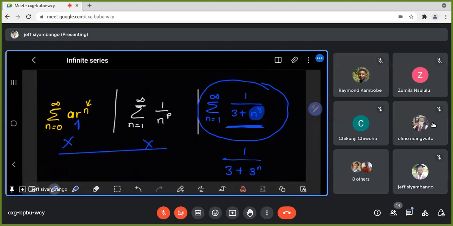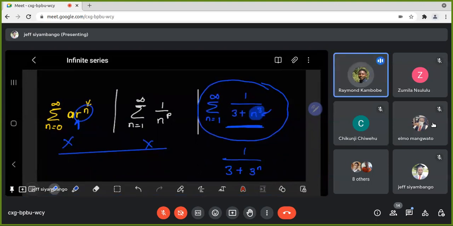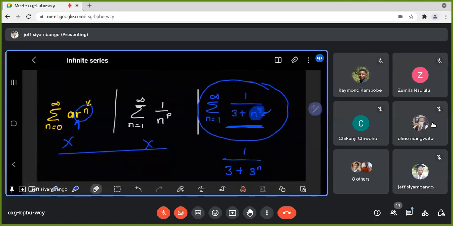You see this? Geometric will always have a constant raised to n. P will have n raised to a constant. Do you get that, Mapalo? Yes, I do. So for this one, the comparison would be with Bn, which would be equal to 1 over n to the power 3. Do you agree? Yes, yes.